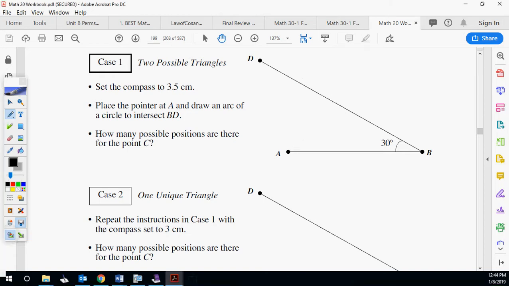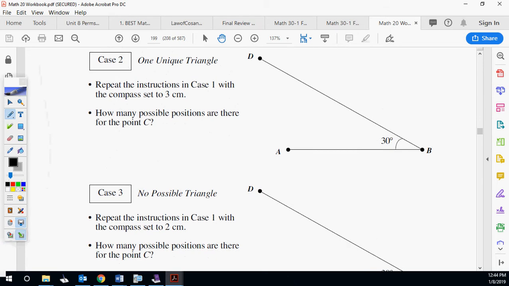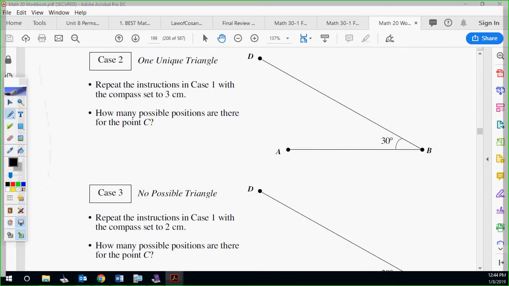Now, let's look at case 2. And again, if you just want to not write this down and just watch and listen, this part's kind of just setting things up, but we'll get to more direct examples in a little bit if you're getting a little overwhelmed. 1 unique triangle. Repeat the instruction from case 1, set the compass to 3. So if you set the compass to 3 in your book and you do the same thing we talked about, it hits exactly once. So that's exactly 1 solution.